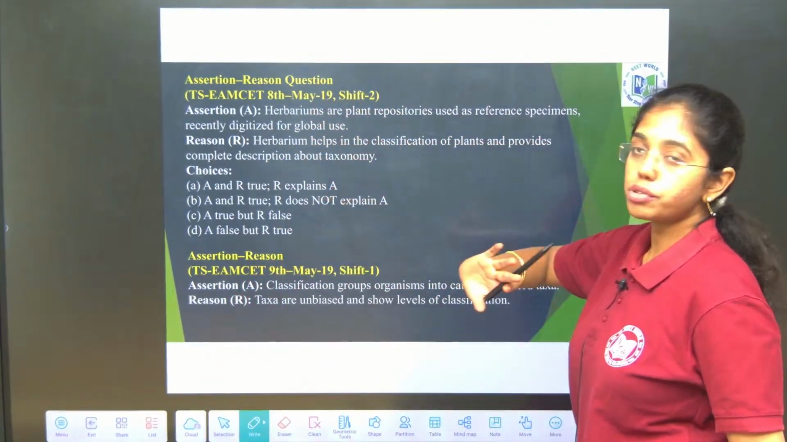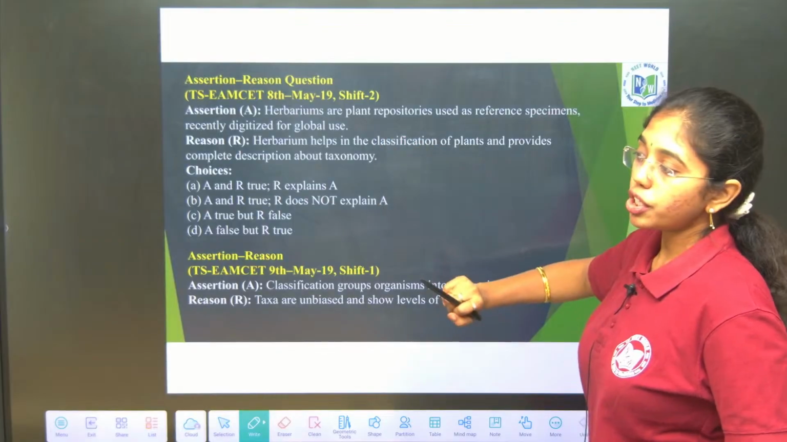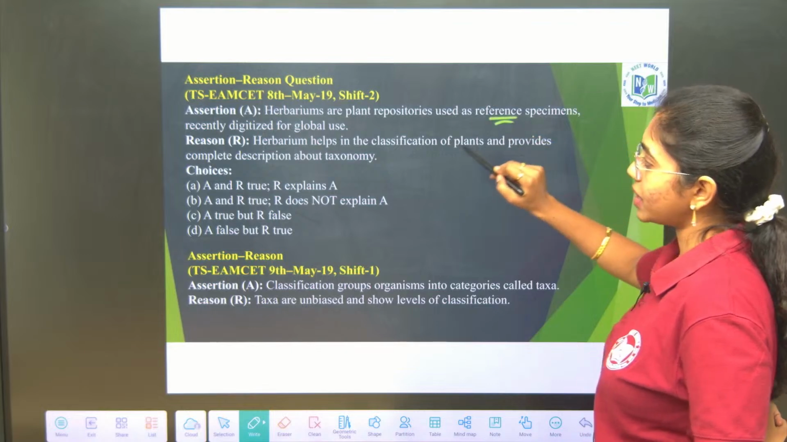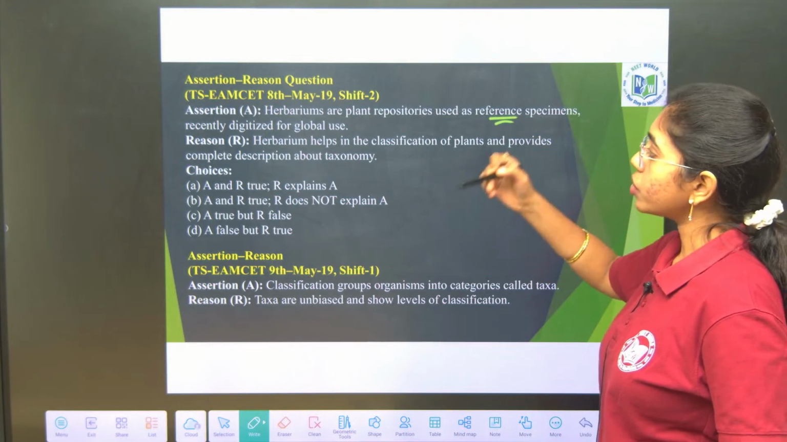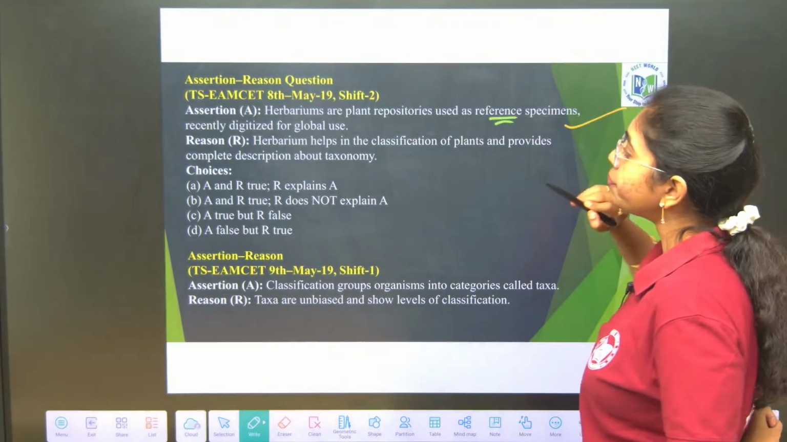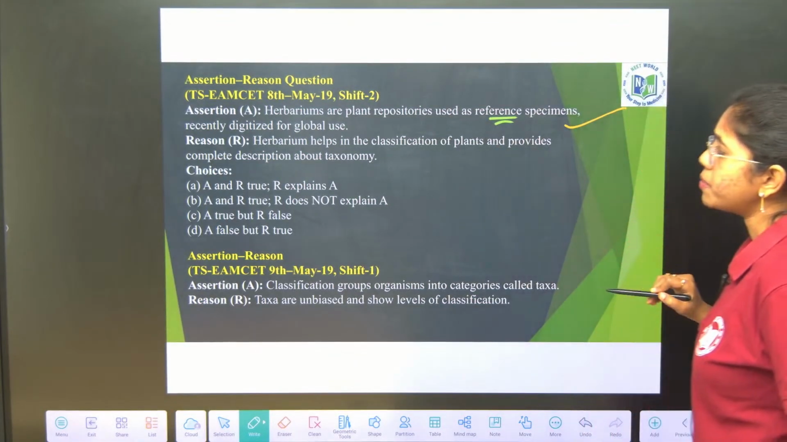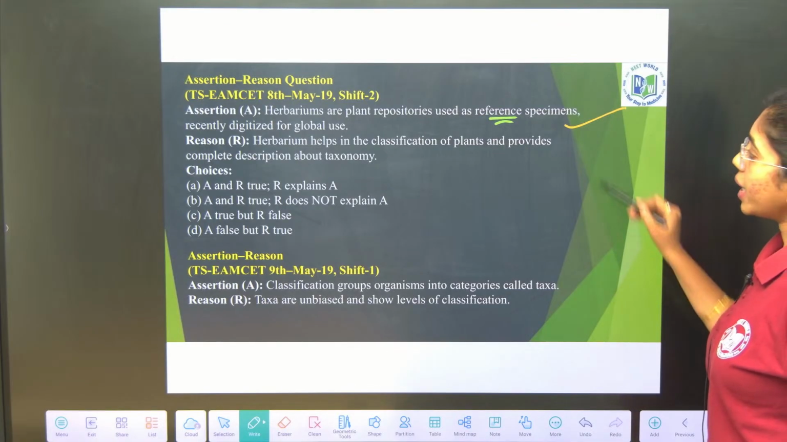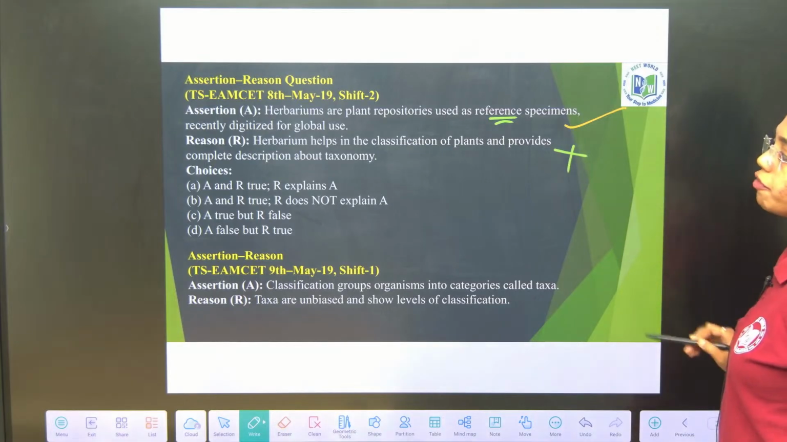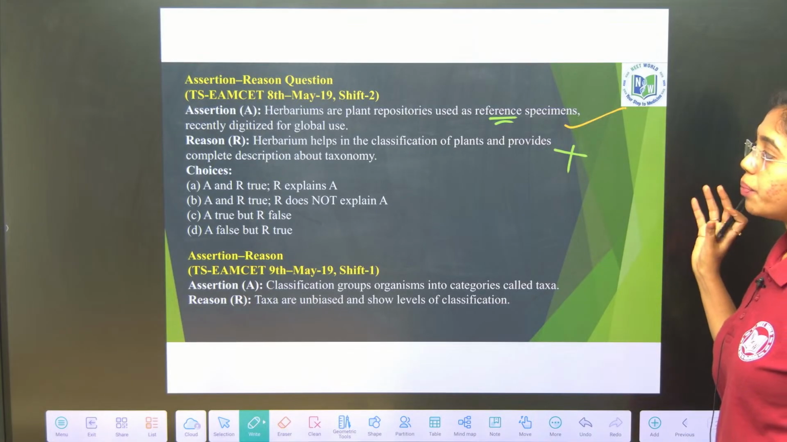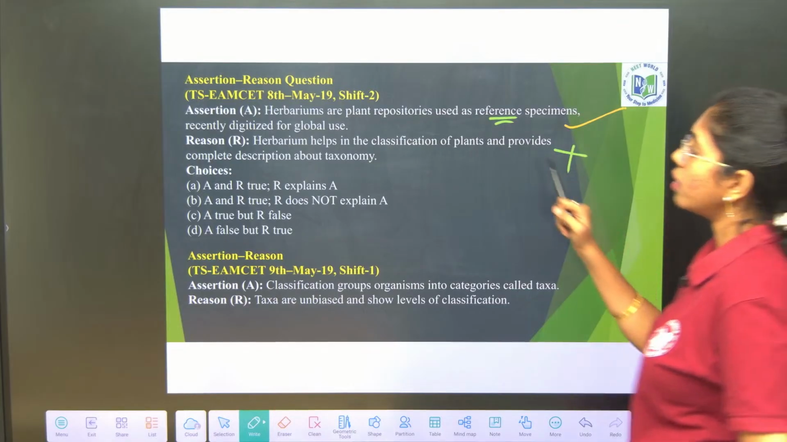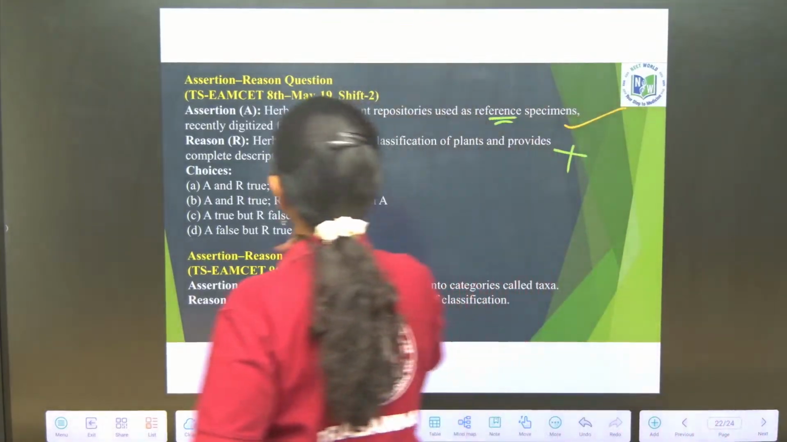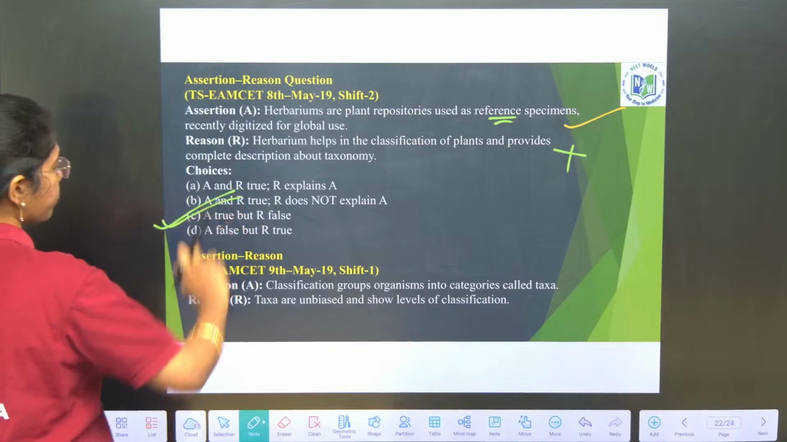First assertion reason you see here, it is about herbarium. In assertion it is mentioned like herbarium are plant repositories used as reference specimens recently digitized for global use. Yes, assertion is true. Reason, herbarium helps in classification of plants and provides complete description about taxonomy. Herbarium will not help in classification of plants and it will provide the description of taxonomy, but it will not help in classification of plants. So your A is true and R is false, which is option C.